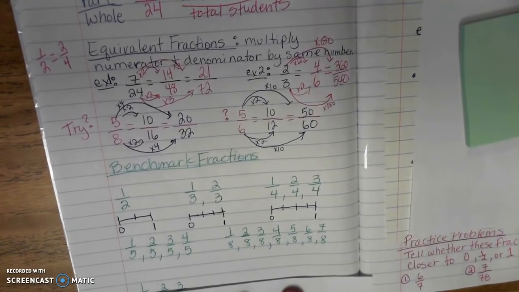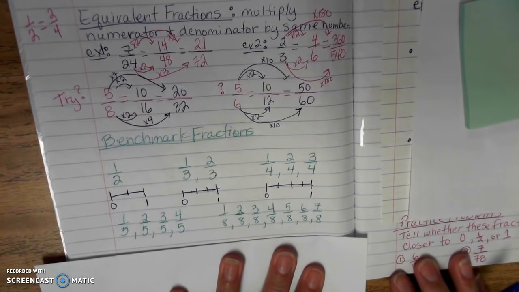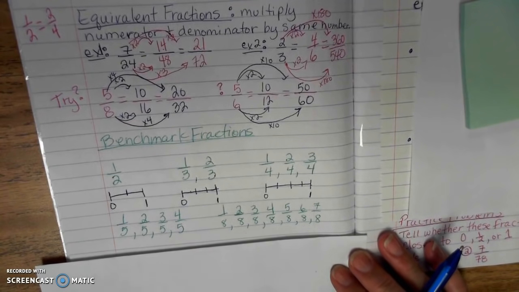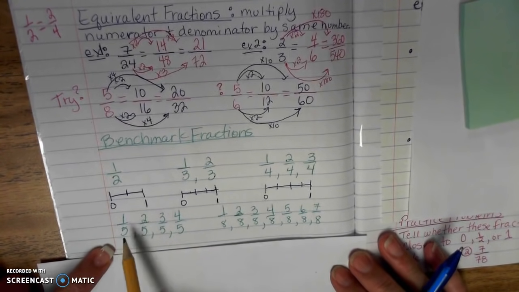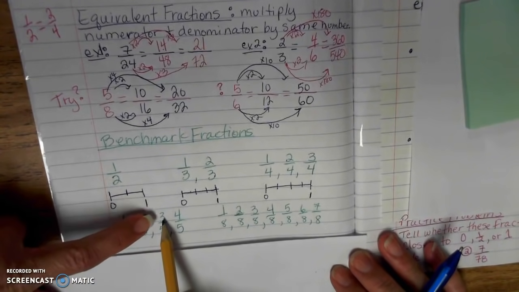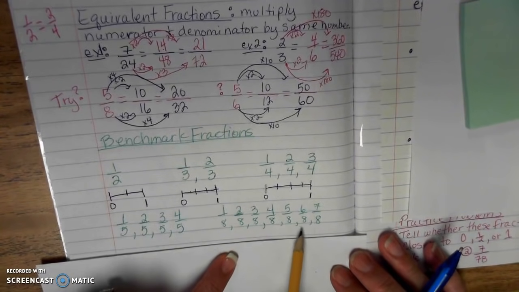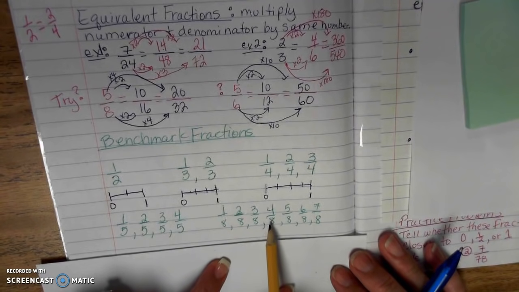Okay, and then another set of benchmark fractions. You know your fifths, and you know your eighths. Again, I can look at these, and 3/5 means 3 parts out of 5 total whole. Or if I'm looking at eighths, I know 4/8 is again that equivalent fraction to 1/2.